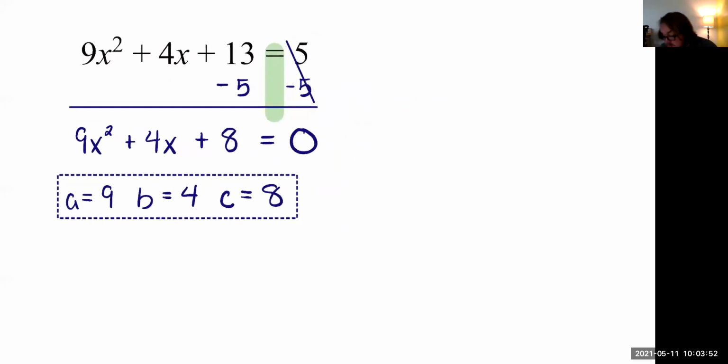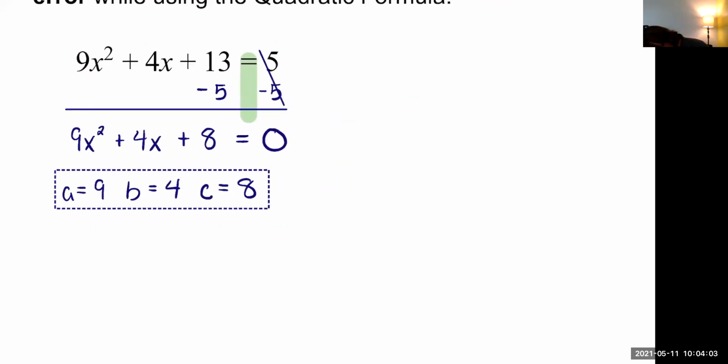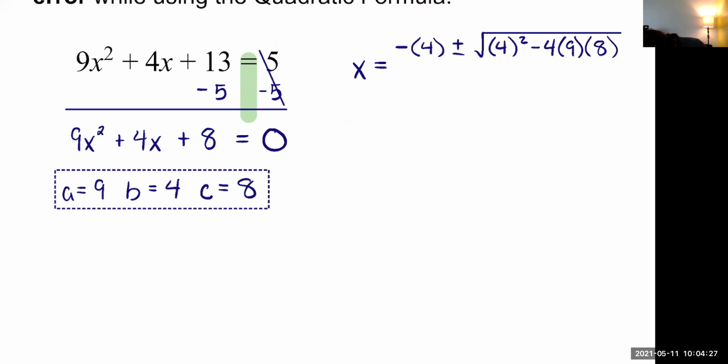Okay. So again, so far we're just oblivious to what's going on. We're just solving it like we've done the previous 3. So we're going to have x equals negative b, so we'll have negative of 4, plus or minus the square root of b, which is 4 squared, minus 4 times a, which is 9, times c, which is 8. All of this over 2 times a, so 2 times 9.